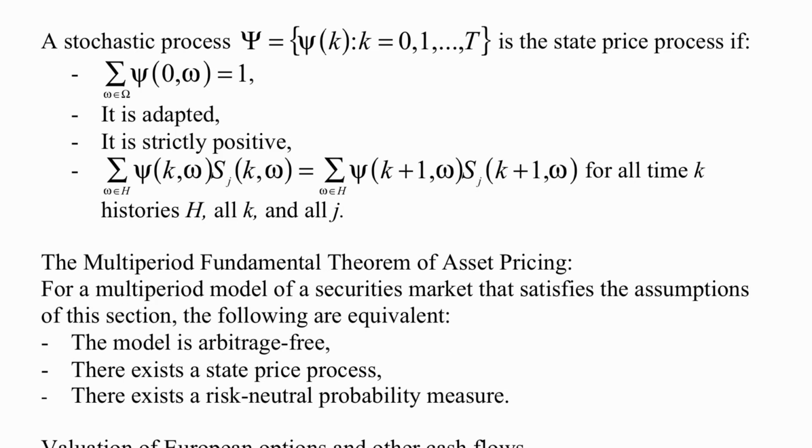A stochastic process ψ is the state price process if the sum over all ω of ψ(0, ω) is 1, it is adapted, it is strictly positive, and the sum over ω in H, a history, of ψ(k, ω)S_j(k, ω) is equal to the sum over ω in H of ψ(k+1, ω)S_j(k+1, ω) for all time k histories, all k and all j.